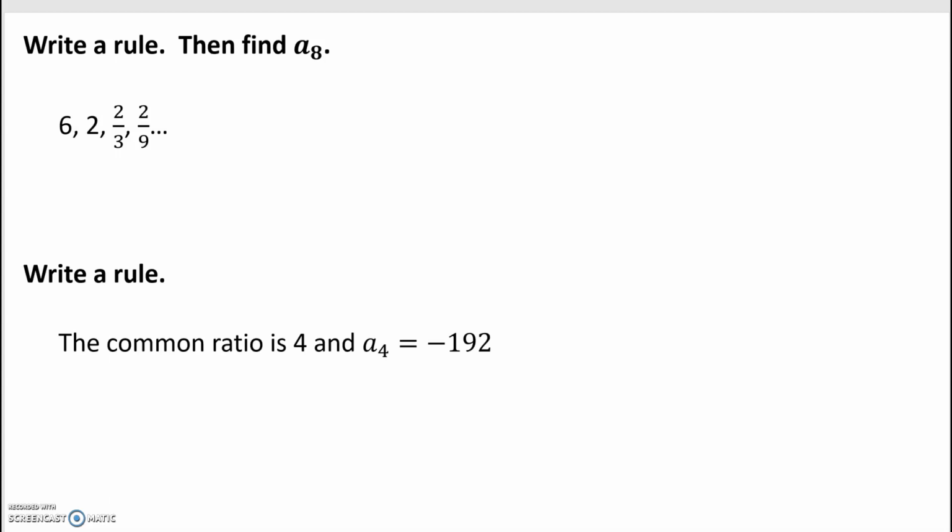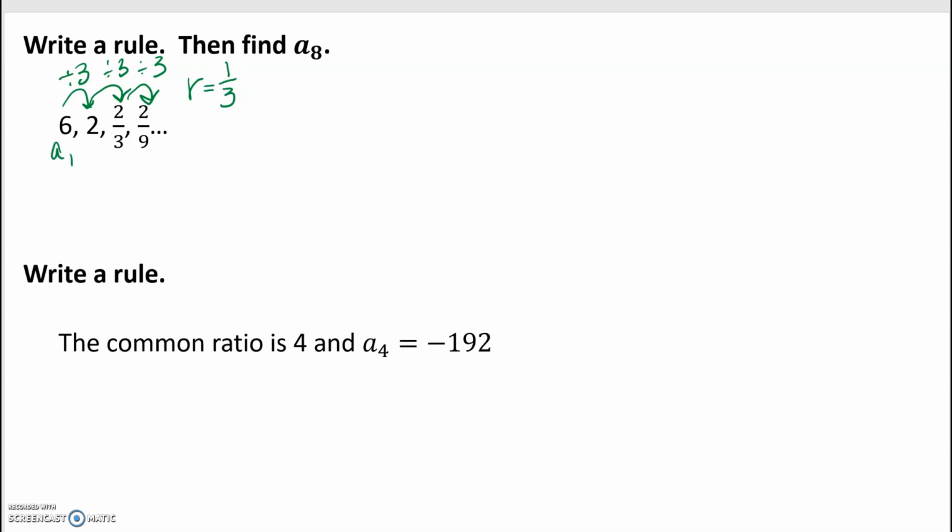For the next example, we're given a sequence, so now we have to figure out what that ratio is, so what is happening each time. For this one, 6 to 2, hopefully everybody sees that's divided by 3. 2 divided by 3 does get me 2/3. 2/3 divided by 3 does get me 2/9. So this one, remember, we're going to write that as if we were multiplying. So I'm going to say that is 1/3 as my ratio.